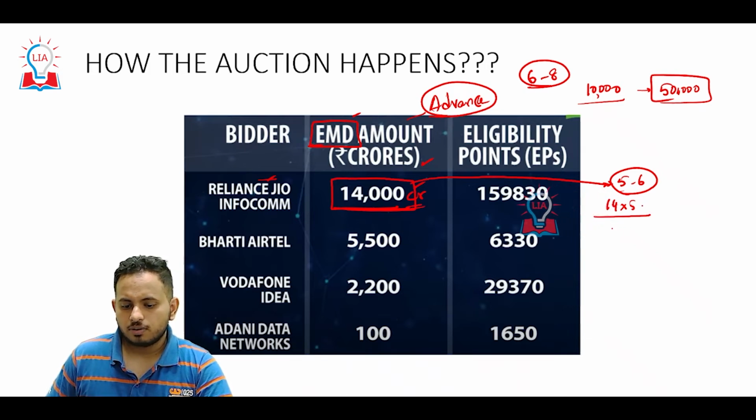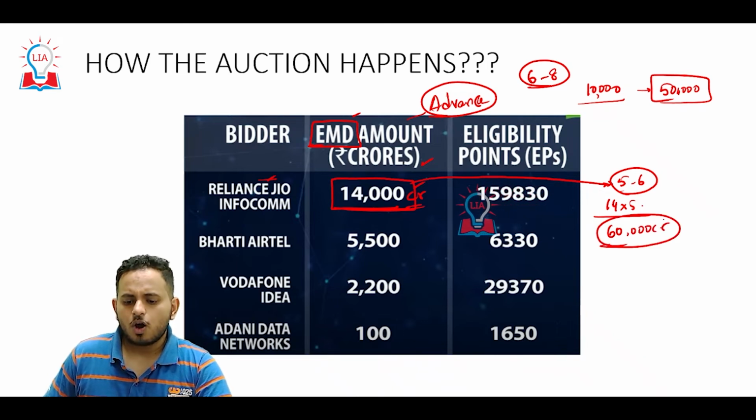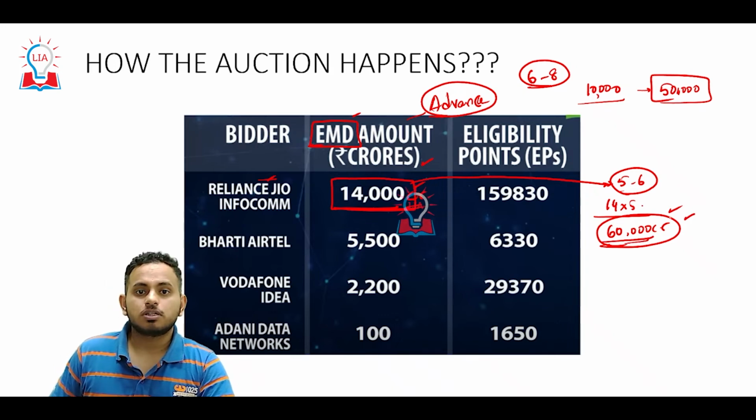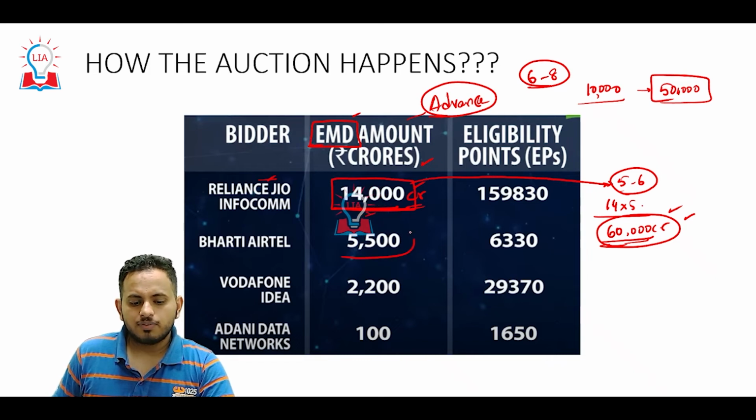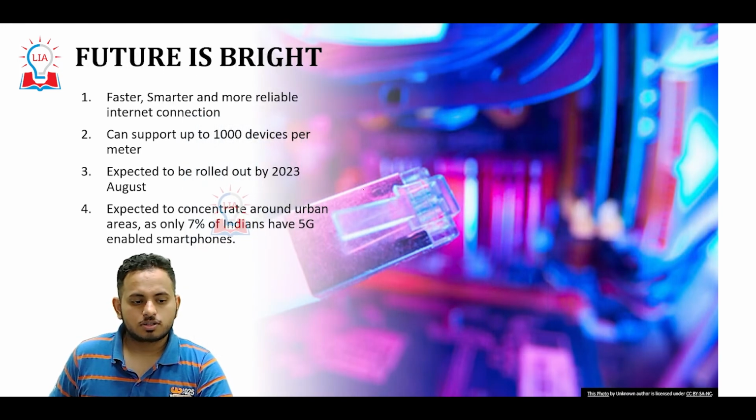Okay, 60,000 crores. It's an average. On an average, Jio would be bidding for 60,000 crore rupees. This would be the projection. Bharti Airtel, we can see 5,500 crores. Vodafone Idea had an advance of 2,200 crores, and Adani Group 100 crores.